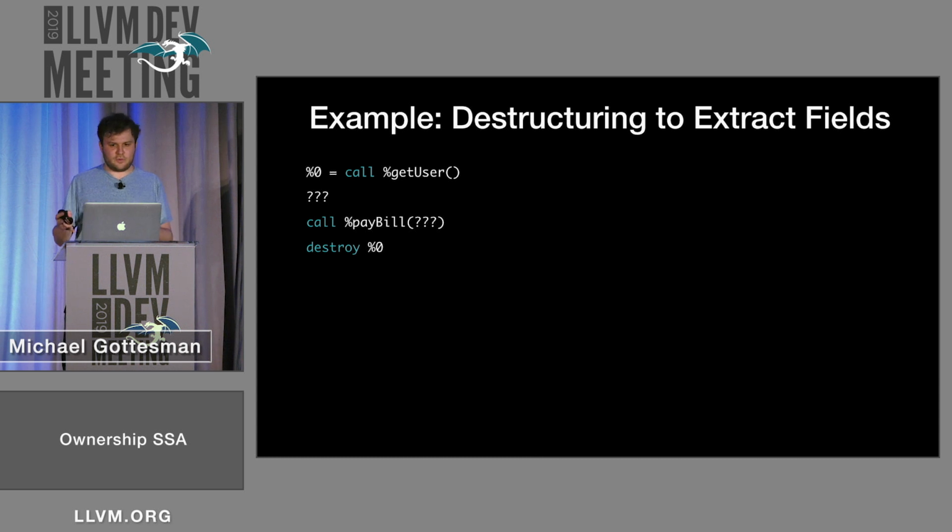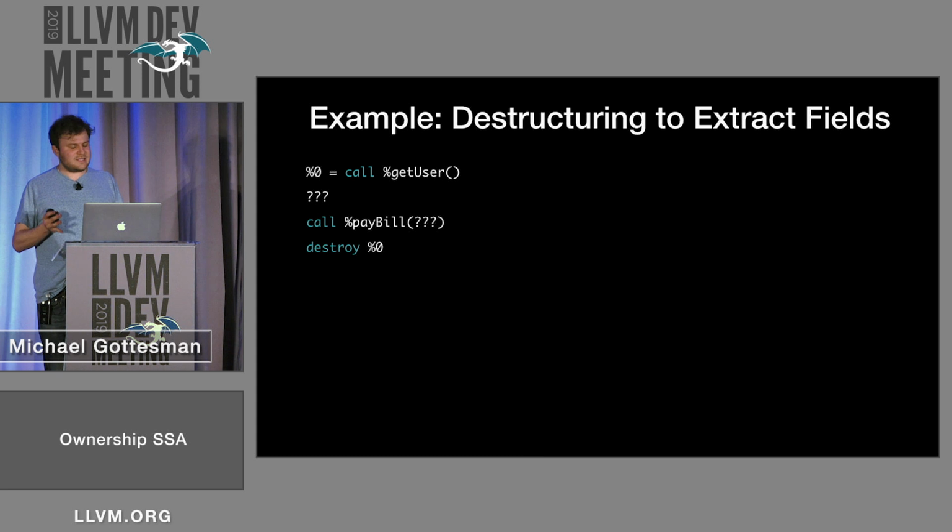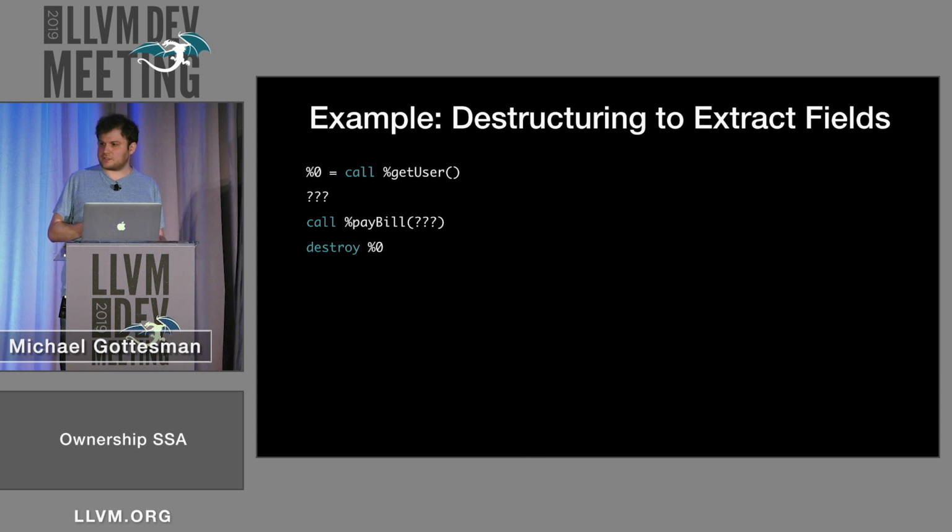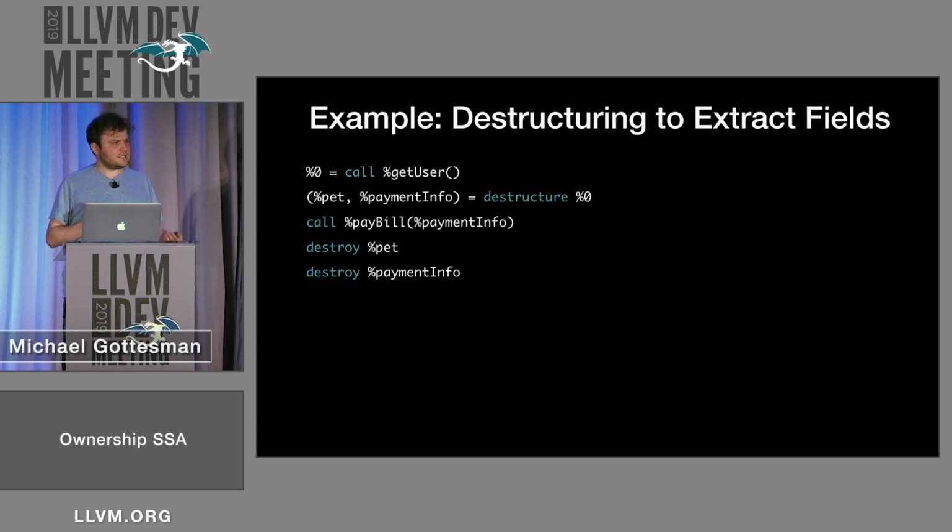Since user is owned, we know that it can be consumed only once. This suggests that if we want to access parts of user without creating additional owned values by copying user or its contents, we must consume user in some way and forward its ownership into its constituent parts. This is done by using a destructure operation.